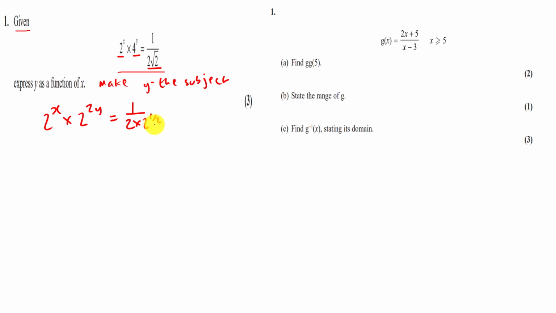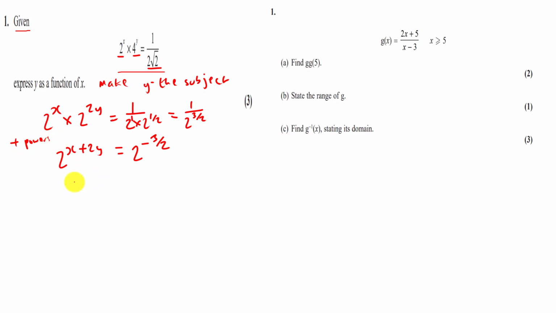Now, if you think about laws of indices, if that's 2 to the 1 times 2 to the half, that's 1 over 2 to the 3 over 2. So that's actually 2 to the power of minus 3 over 2. And we have 2 to the x add 2 y's. Remember, we add the powers when the bases are the same.